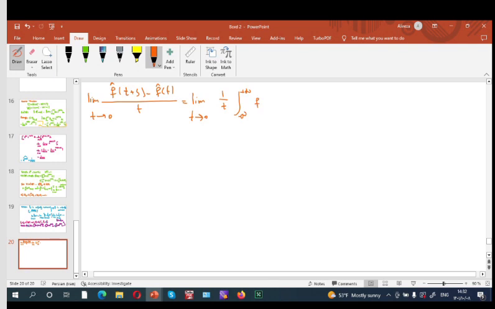of f of x e to the power of minus 2 pi i (t plus s) x dx, minus this integral of f of x e to the power of minus 2 pi i t x dx, and this is equal to this limit.